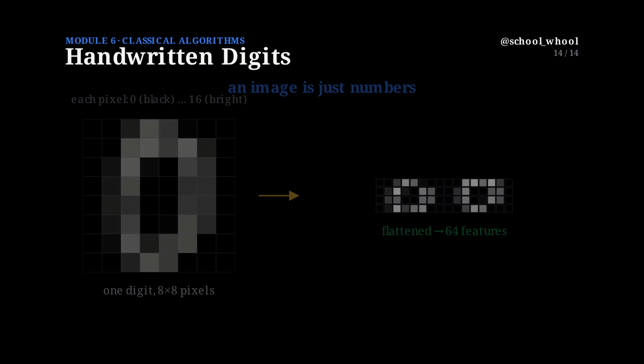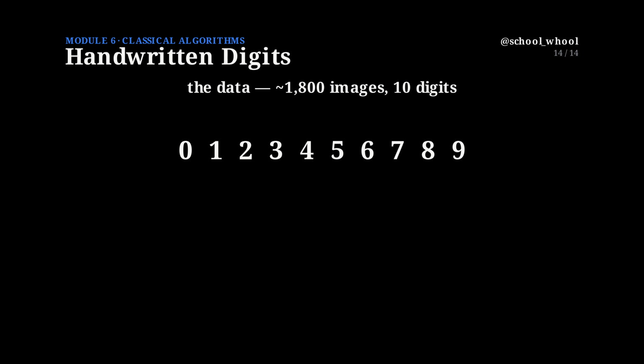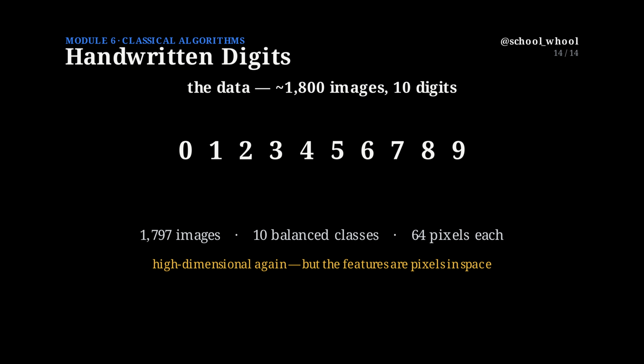Do that for every image and we have our dataset, about 1800 digits, each described by its 64 pixels. There are 10 classes, 1 per digit, and they're roughly balanced. High dimensional again, but this time the features are pixels, laid out in space.